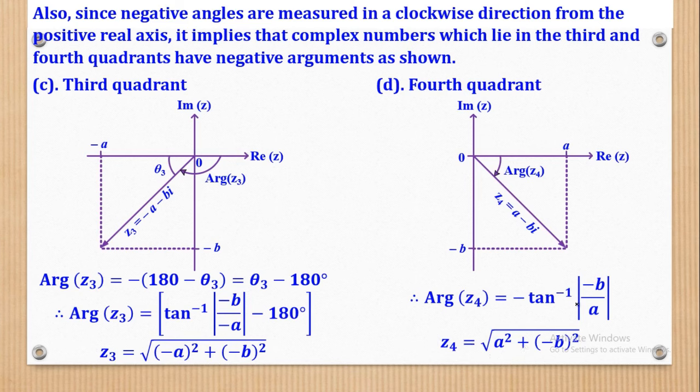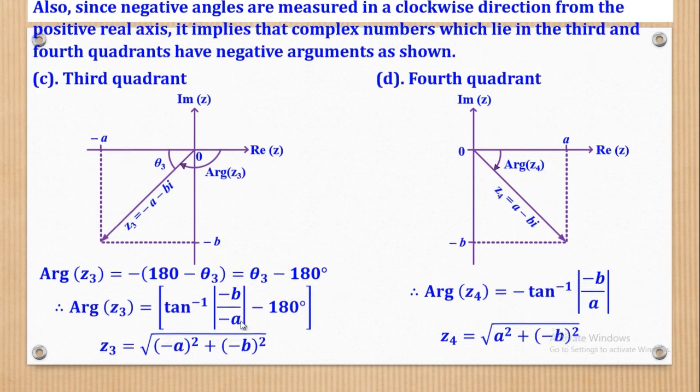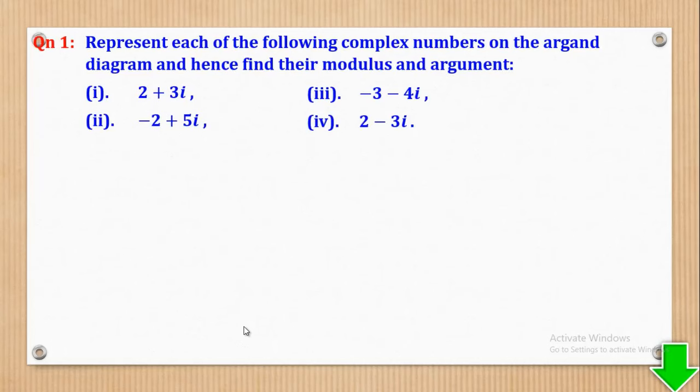so this one is somehow related to the first quadrant. First quadrant was positive arctan, then fourth quadrant it is negative arctan. Second quadrant it was 180 minus arctan. Third quadrant it is arctan minus 180. So there is some bit of relationship. Okay, so now that you have seen how to get argument and modulus, let's go to the questions and apply those formulae.